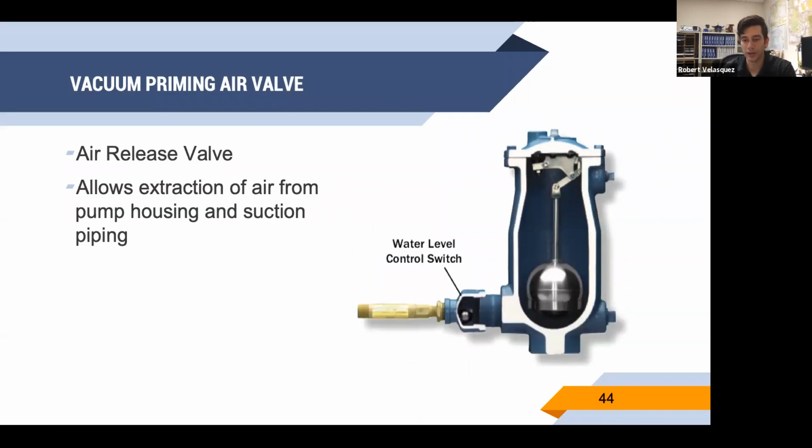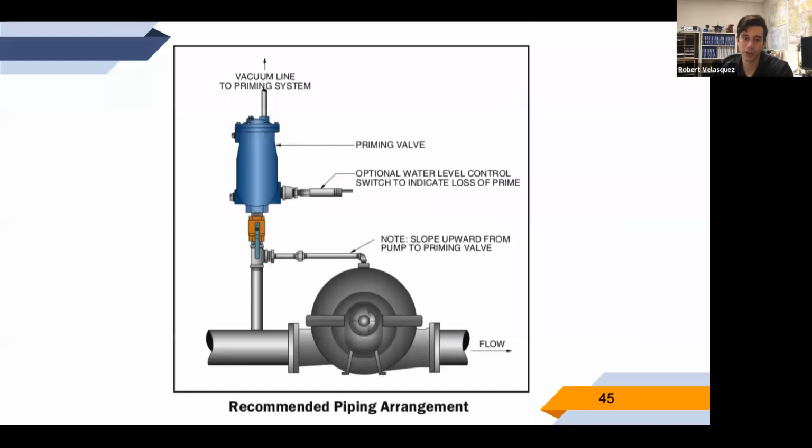All right, another specialty valve is the vacuum priming air valve. So this is just a little air valve that's designed to go onto a pump and allow air out of the pump as it's working. It has a water level control switch and can allow air out of the pumping house and the suction pipe. So this would be a really common application here. We've got a split case pump here, so we want to allow air out of the casing and we want to let air out of the pipeline. So this little valve here works very well for that application.